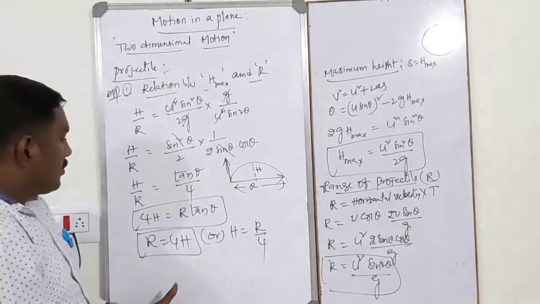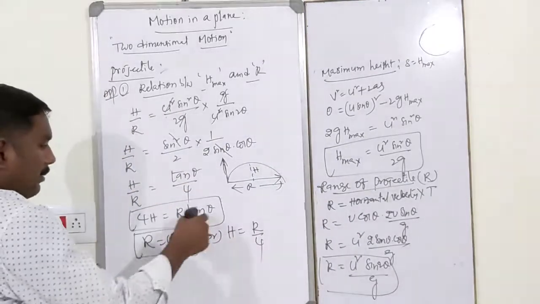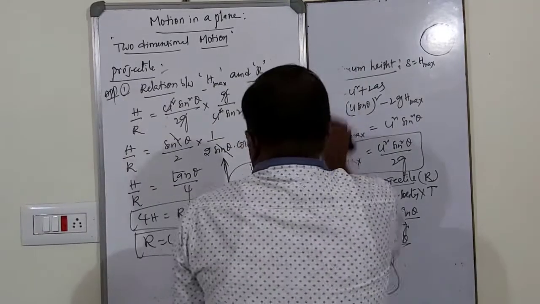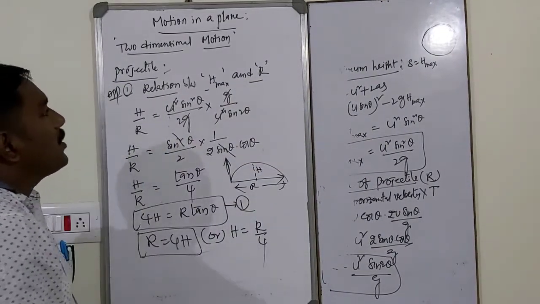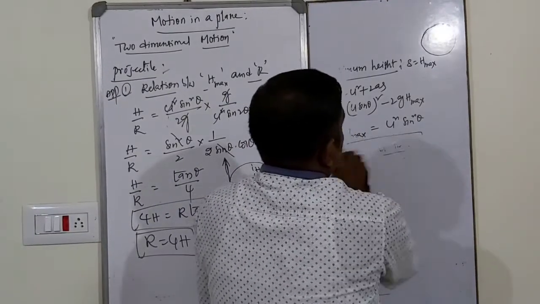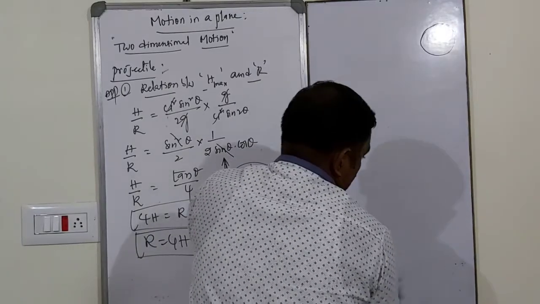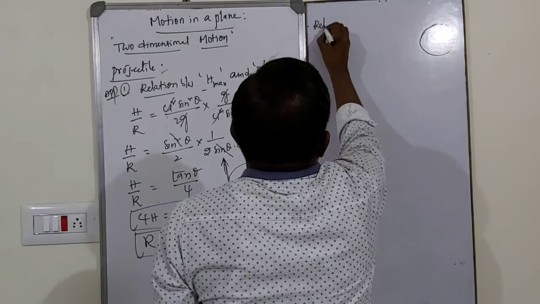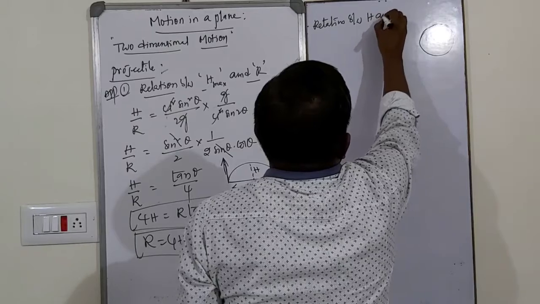Okay? So this is the important equation. Like this. This is the important equation. So, okay. This is, I will take equation number 1. This is the relation between H and R. Next, relation between H and T. Relation between maximum height and time of flight. Okay. So relation between H and T.